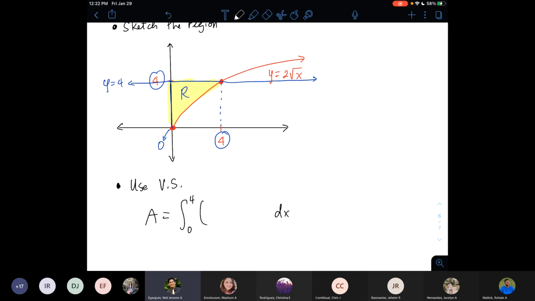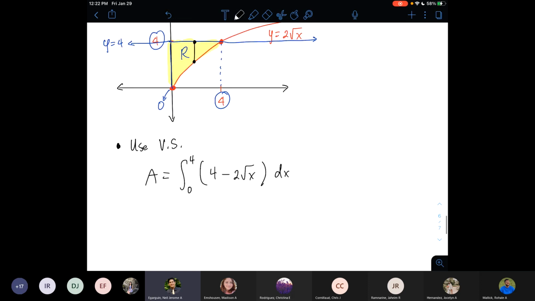And then the integrand would be the height of a vertical strip. And the height of the vertical strip is computed as the top function minus the lower function. So the top function here is y equals 4. So we have 4 minus the lower function, 2 root x. All right. Now you could also try using horizontal strips here.